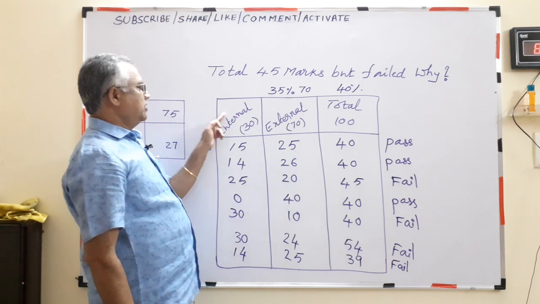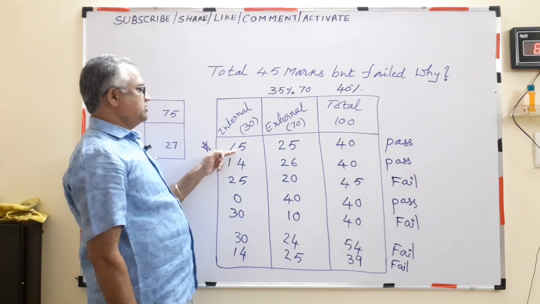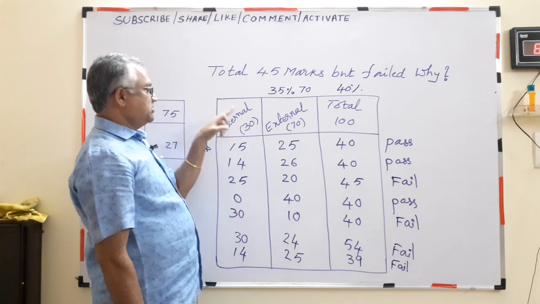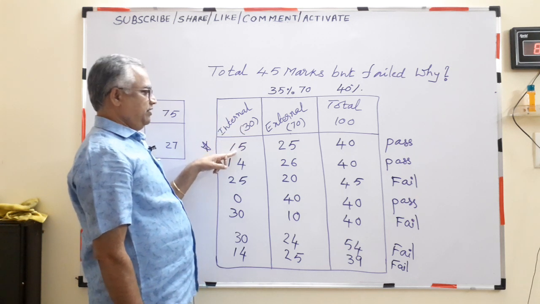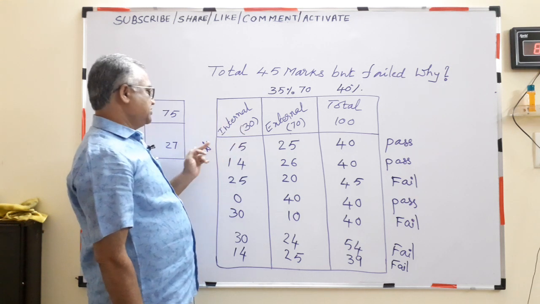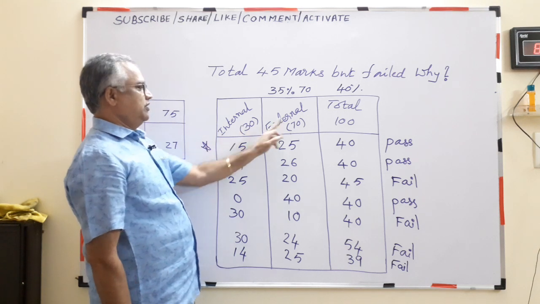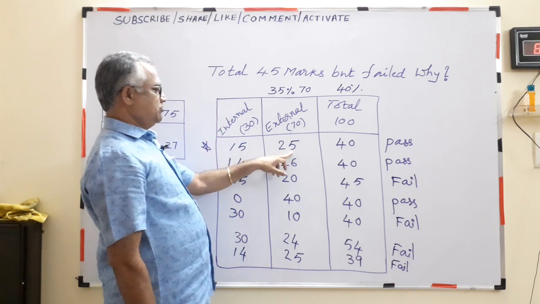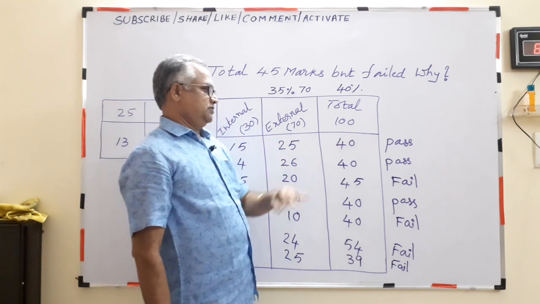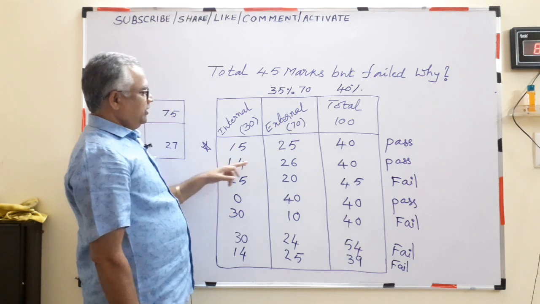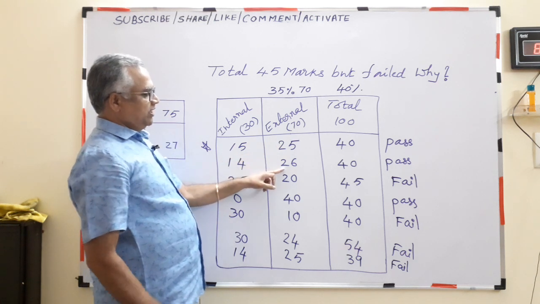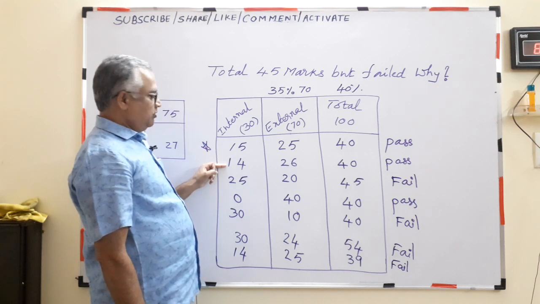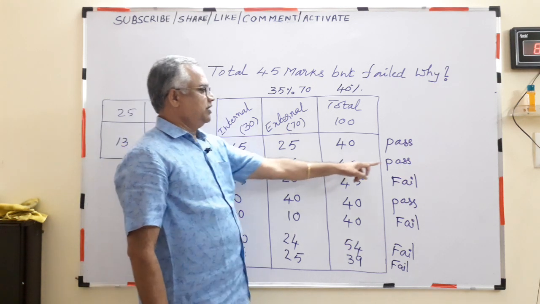So if you got internal minimum of 15, 15 is nothing but 50% of 30. 50% of 30 is 15. The internal minimum marks for this 30, 70 is 15. External minimum is 25, total 40, pass. Here the minimum is 25, but you got 1 mark extra. But internal 1 mark reduced, no problem. 14 plus 26, 40, pass.